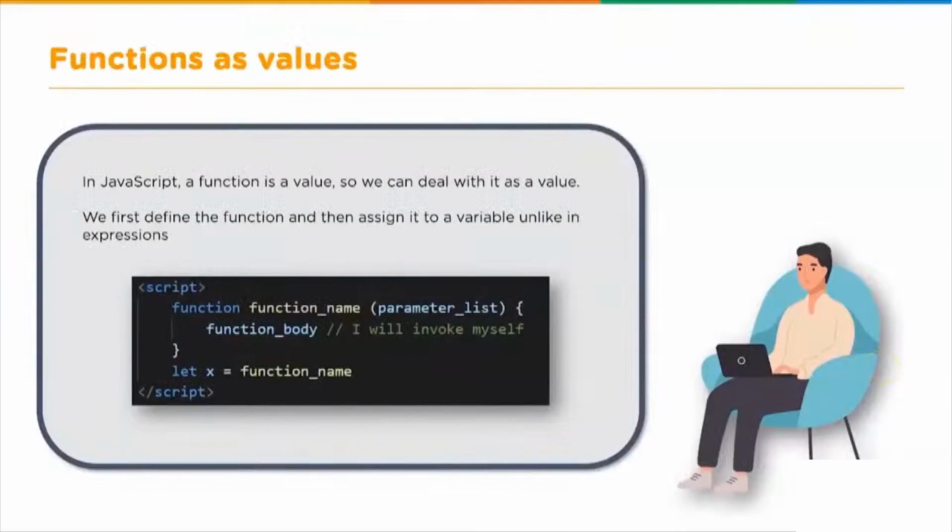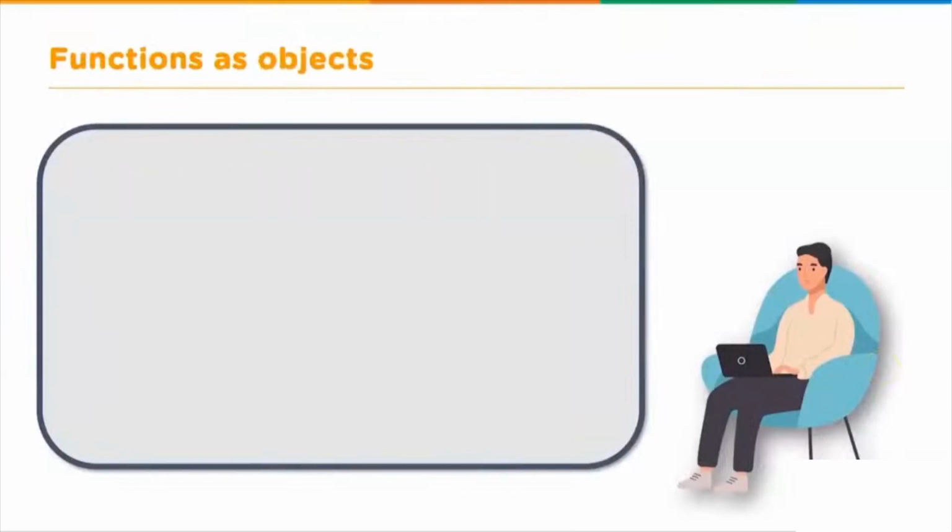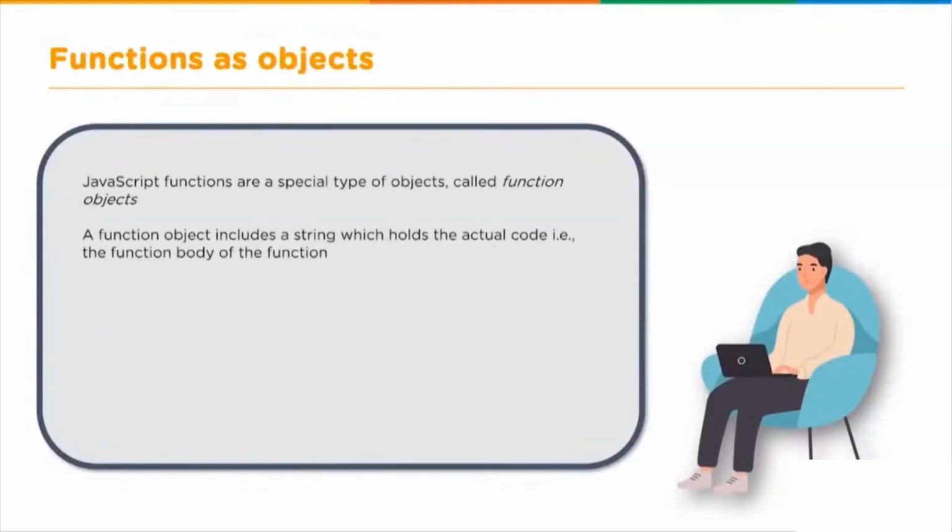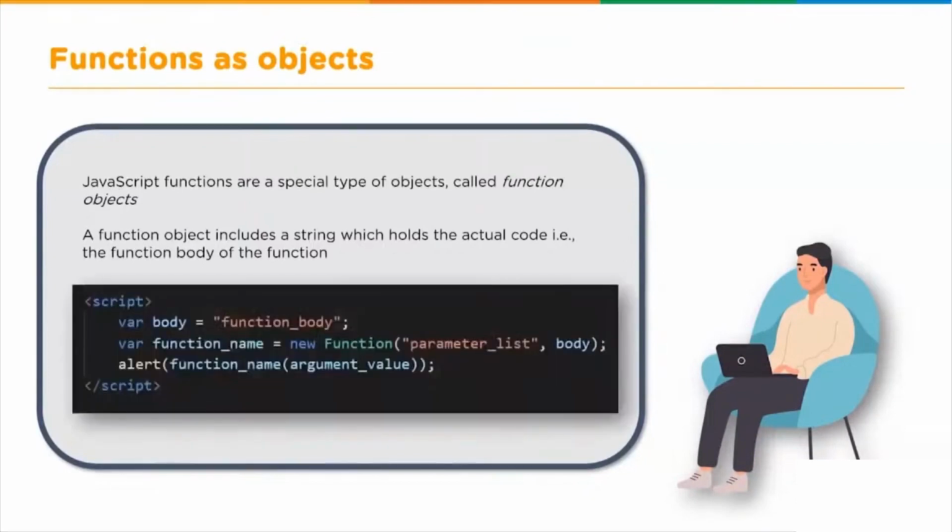Moving on to the next topic, functions as objects. Now JavaScript functions are a special type of objects called function objects. Now a function includes a string which holds the actual code, that is the function body of the function. The code is literally just a string. Although not recommended, you can also create a function with the help of the function constructor. I will show that to you a little later on. But for now, let's look at the syntax.